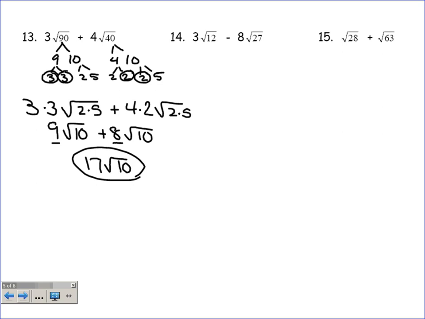Okay, well, let's try number 14. Say you weren't here yesterday, how would you try number 14? 6 and 2. Break down 6 and 3 and 2. 3 and 2, got it. Are there any pairs? Yes, 2 and 2, so I'm going to take that on the outside with my 3. What's left over? A 3. How do we simplify this? 26. Perfect, great. Great job.